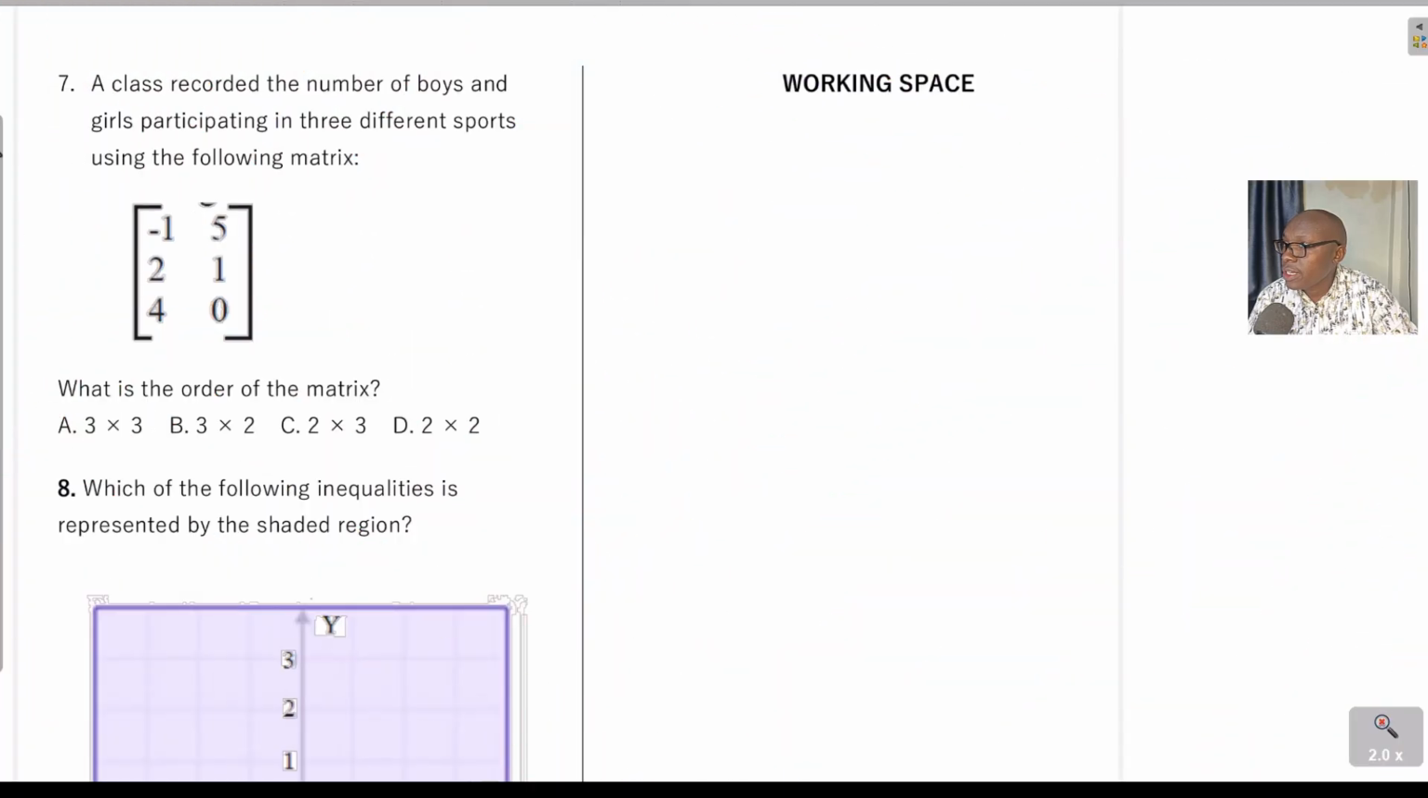So the matrix is here: -1, 5, 2, 1, 4, 0. The question is, what is the order of the matrix? How do we give the order of the matrix? We give the order of the matrix by taking the number of rows times the number of columns. That is how we give the order of the matrix.